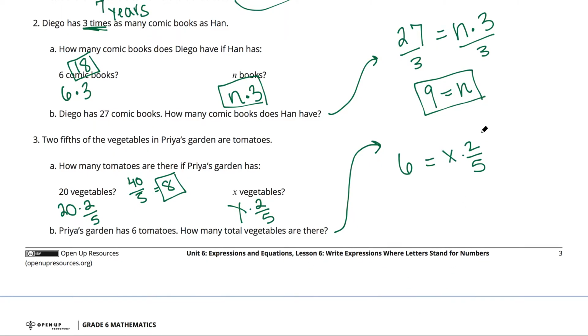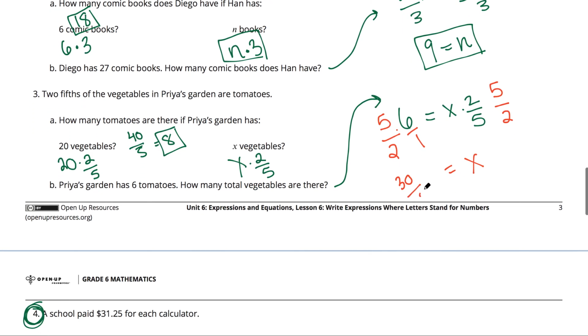Well, if x is being multiplied by 2, I know on both sides I have to divide by 2. But x is also being divided by 5. If x is being divided by 5, I need to multiply both sides by 5. So 5 times 6 is 30. There's nothing under the 6, so I can put a 1. 2 times 1 is 2. So x is equal to 15.